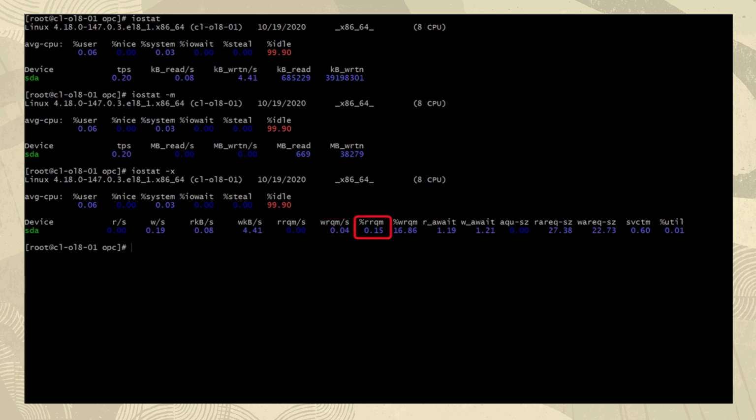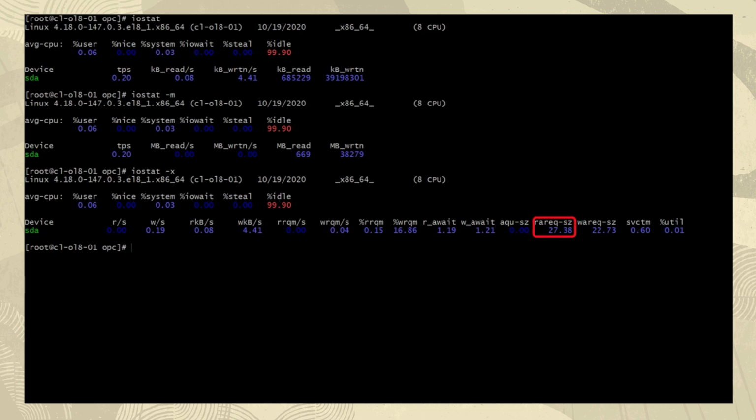%rrqm is the percentage of read requests merged per second that were queued to the device. %wrqm is the percentage of write requests merged per second that were queued to the device. r_await is the average time in milliseconds for read I/O requests issued to the device to be served. w_await is the average time in milliseconds for write I/O requests issued to the device to be served. aqu-sz is the average queue length of the requests that were issued to the device.